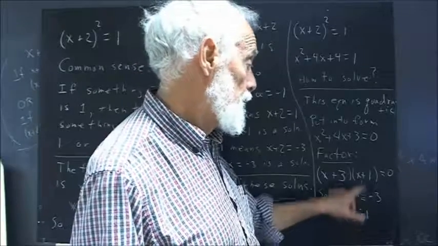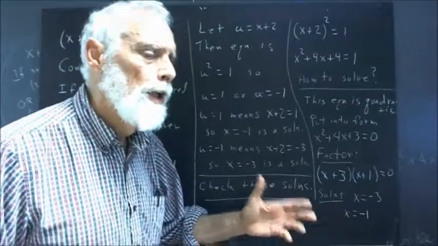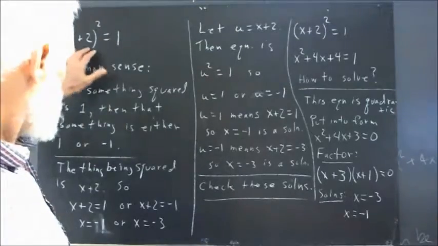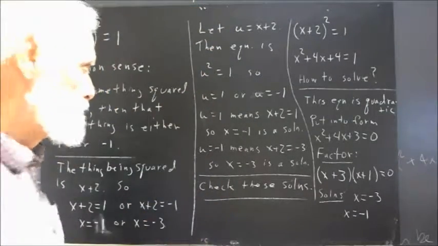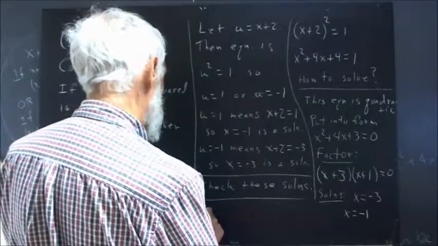Plug in x equals negative 1. That'll make this one 0, make the whole thing 0. So x equals negative 1 is a solution. And of course, that agrees completely with the solutions that we got here and here. One other possibility is the quadratic formula.